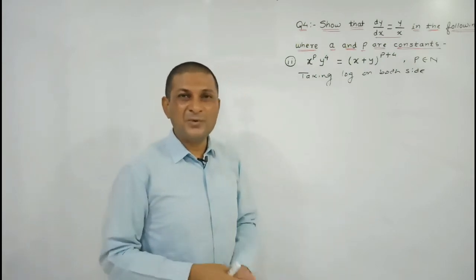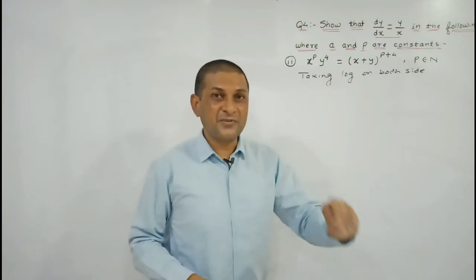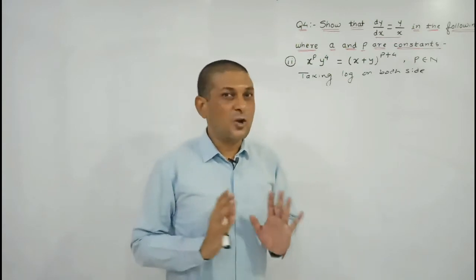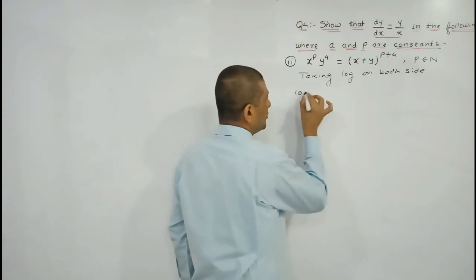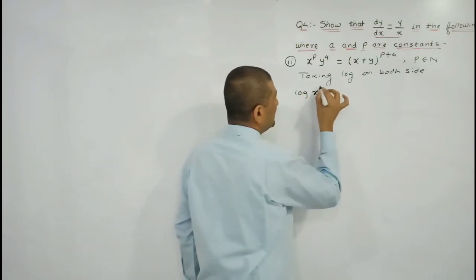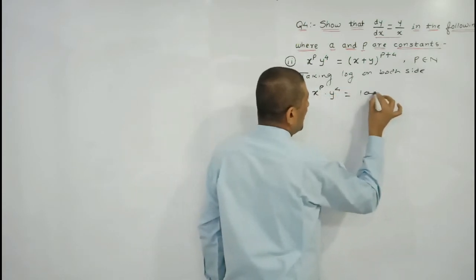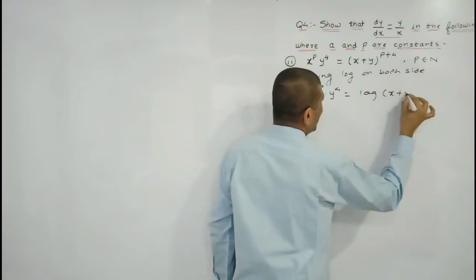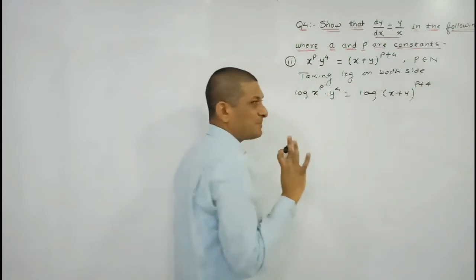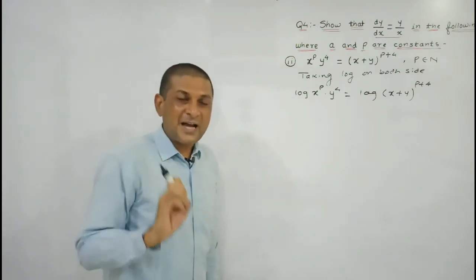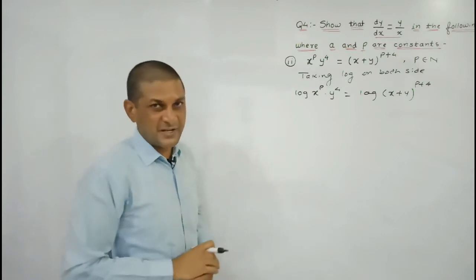So we have already seen that such types of examples can be solved by applying the logarithmic differentiation method, that is, by taking log on both sides. So take the log on both sides. What will we get on the left hand side? Log of x raised to power p into y raised to power 4, and on the right hand side, log of x plus y raised to power p plus 4. Now we simplify it applying the laws of logarithm, and after simplifying we will find the differentiation.